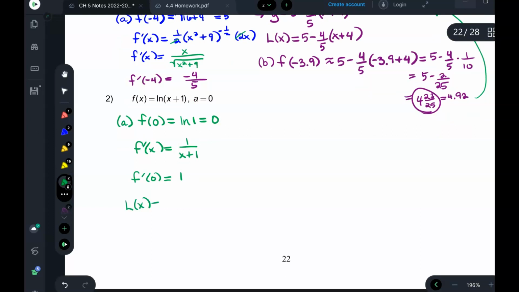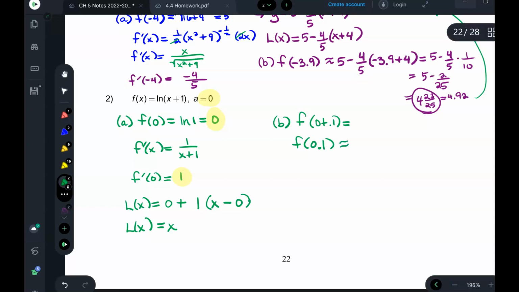So my linearization is going to be my value of f of a, so that's going to be 0, plus my slope times x minus my value of a, which was 0. Oops, that's supposed to be 0. So L of x is going to be x. Okay, now I want to see how close that will be to 0 plus 0.1. Okay, so 0.1 is going to be, well, if I'm just plugging it into there, I'm going to get 0.1.